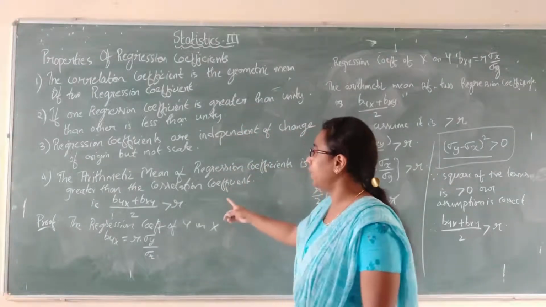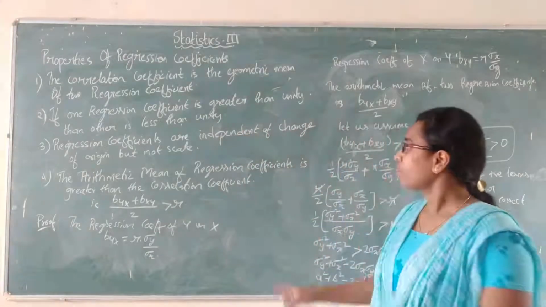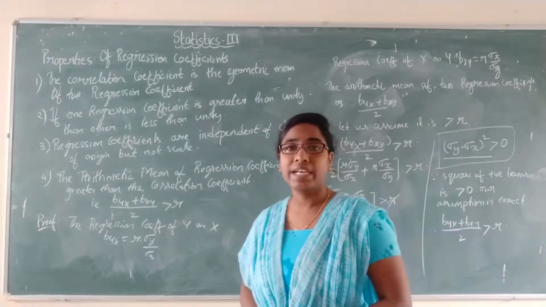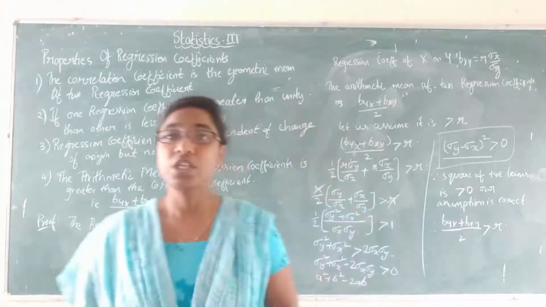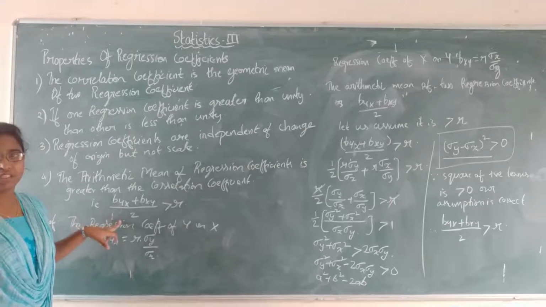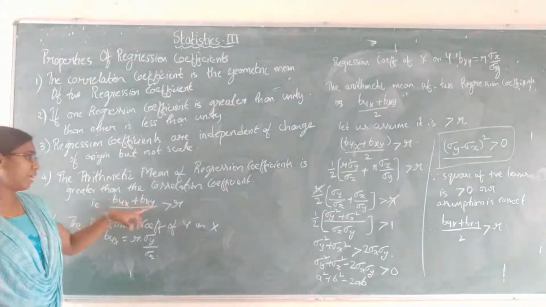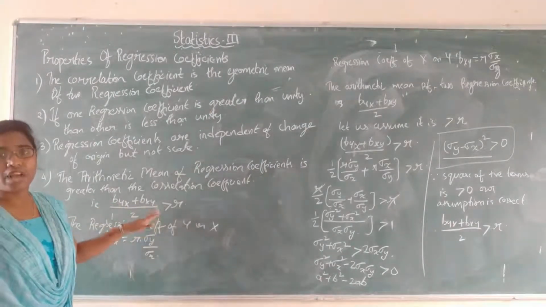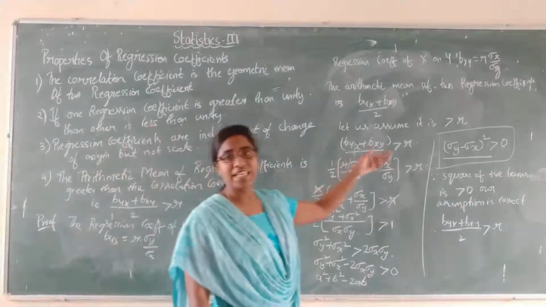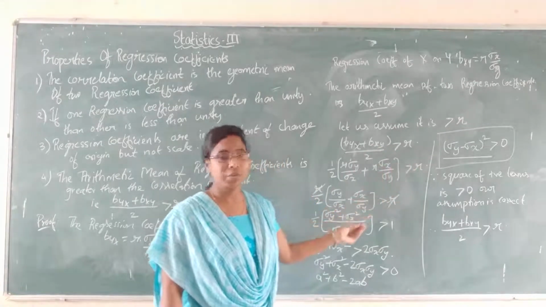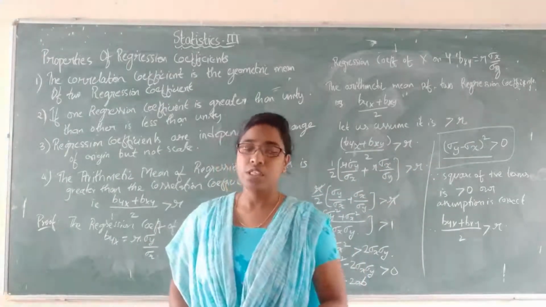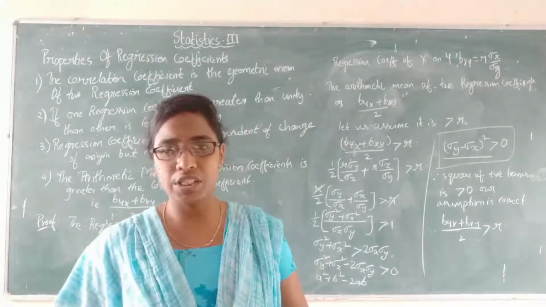Next, the last property is the arithmetic mean of regression coefficients is greater than the correlation coefficient. Arithmetic mean means sum of observations by number of observations. That is byx plus bxy by 2 is greater than r. For proving this one, first we will assume that it is greater than r only. After assuming, we will check whether our assumption is correct or not. So these are the properties of regression coefficients.